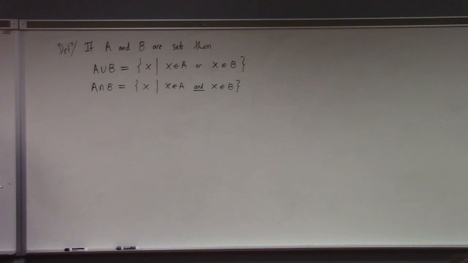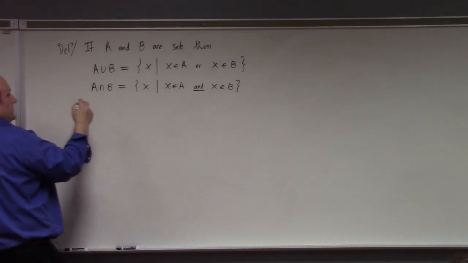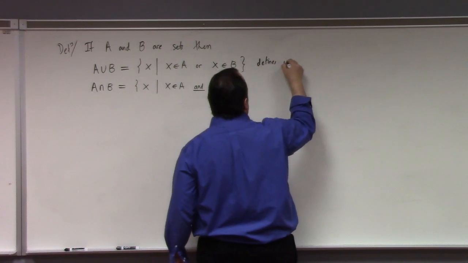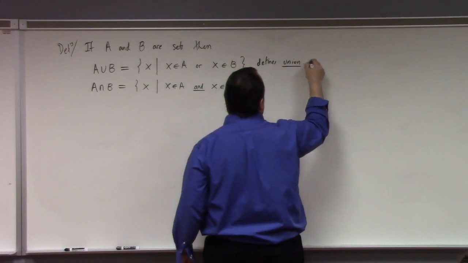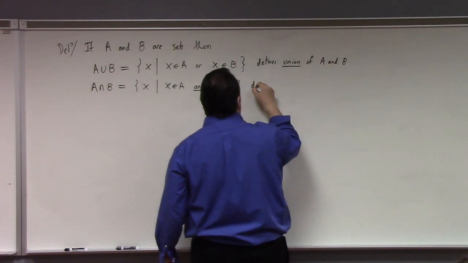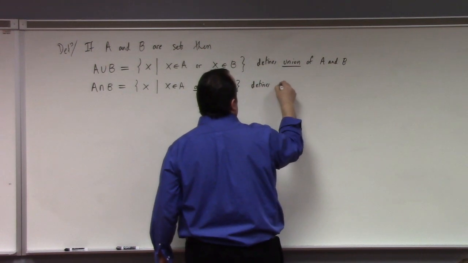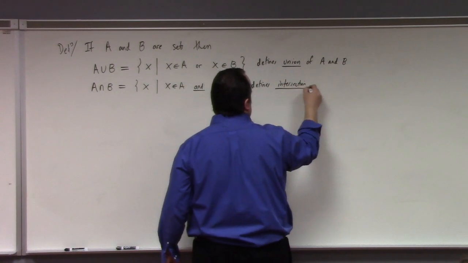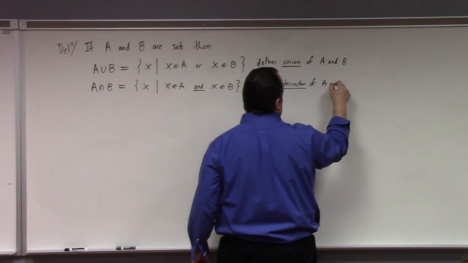This is intersection. So this defines the union of A and B, and this defines the intersection of A and B.